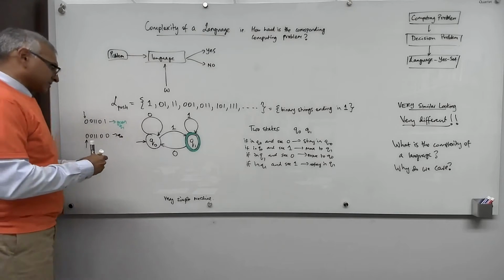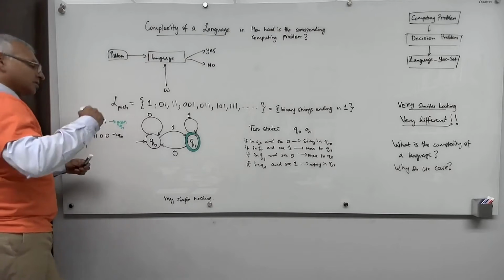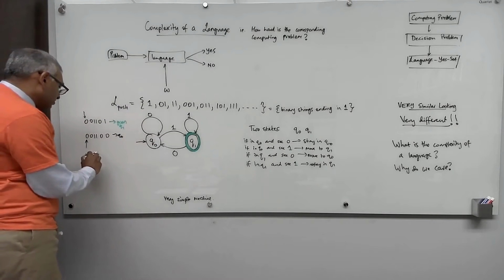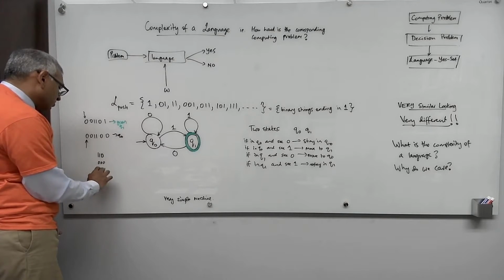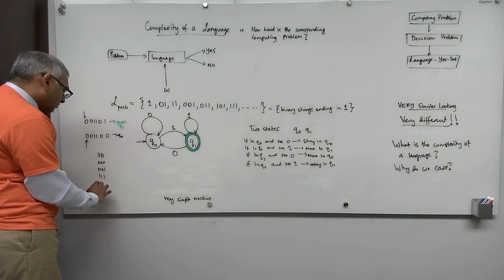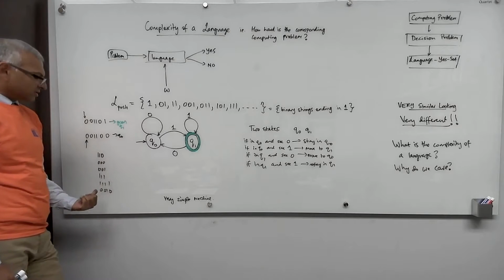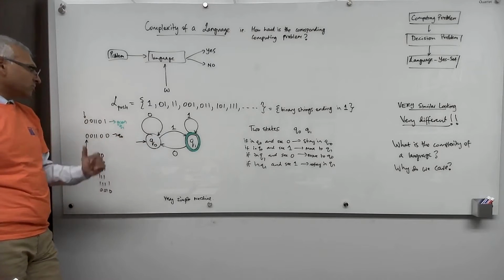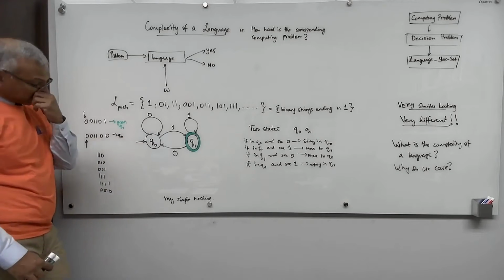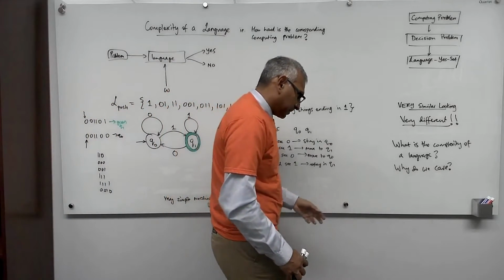Now I'll give you some exercises. Figure out what happens with the following strings: 1, 1, 0, 0, 0, 0, 0, 0, 1, 1, 1, 1, 1, 1, 1, 1, 0, 0, 1, 0. Pause the video. Figure out what happens with all of these strings. Classify each of these into green Q1 or black Q0. 1, 2, 3, 4, 5. Okay, so you've done it.